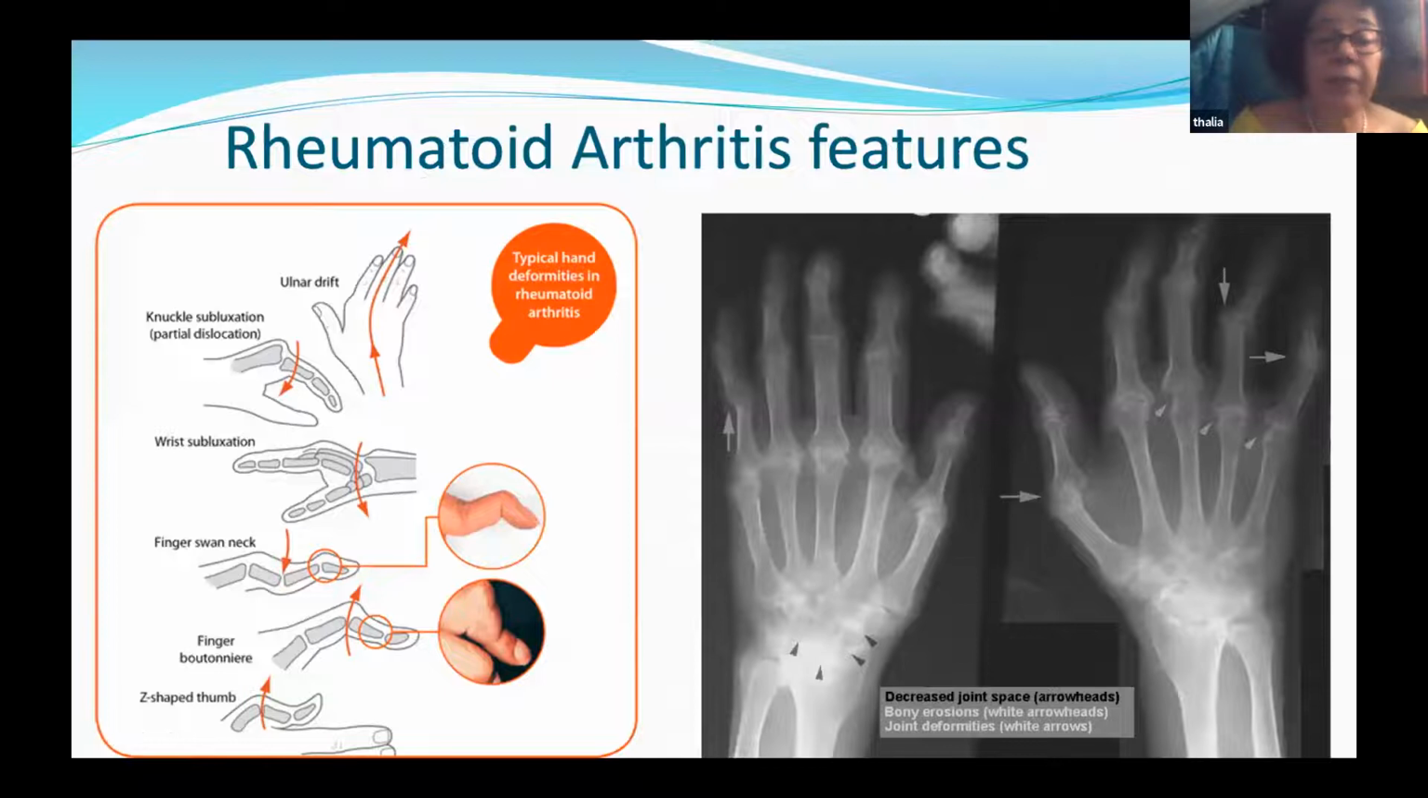This is a schematic of rheumatoid arthritis. If you look at the x-rays, there are erosions, there is no joint space. And on the left schematically is the ulnar deviation, the subluxation of the wrist, swan neck deformity, and boutonnieres.